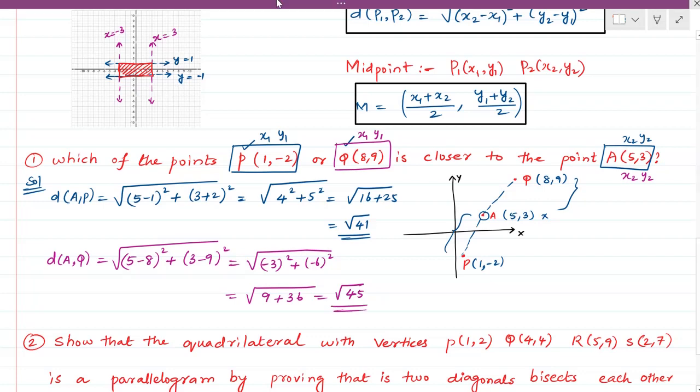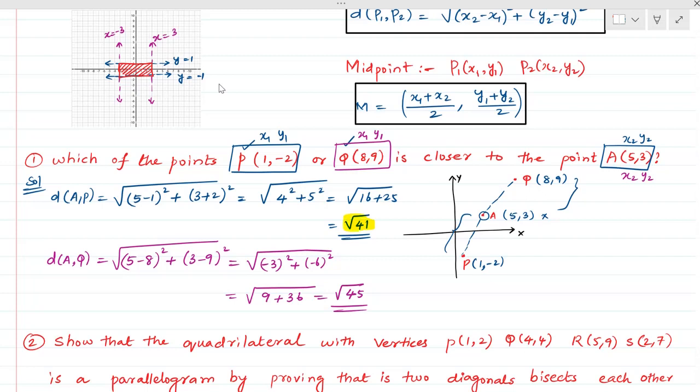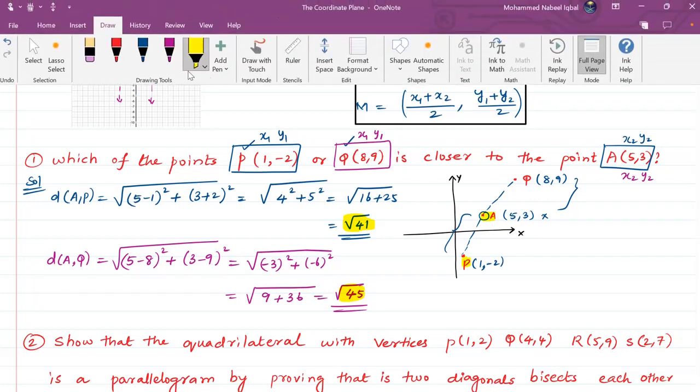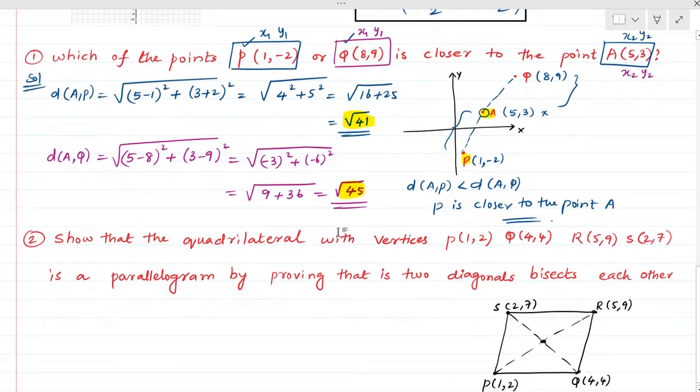If you see this, the distance to P is very much less compared to Q. Therefore P is the nearest point to A. I will write it: D of A comma P is less than D of A comma Q. So P is closer to the point A. We have to conclude this by using the distance formula.